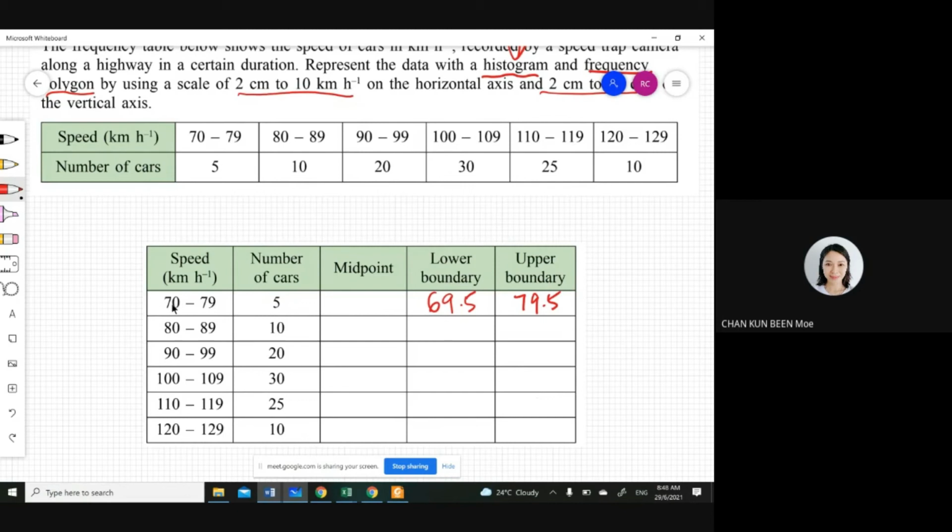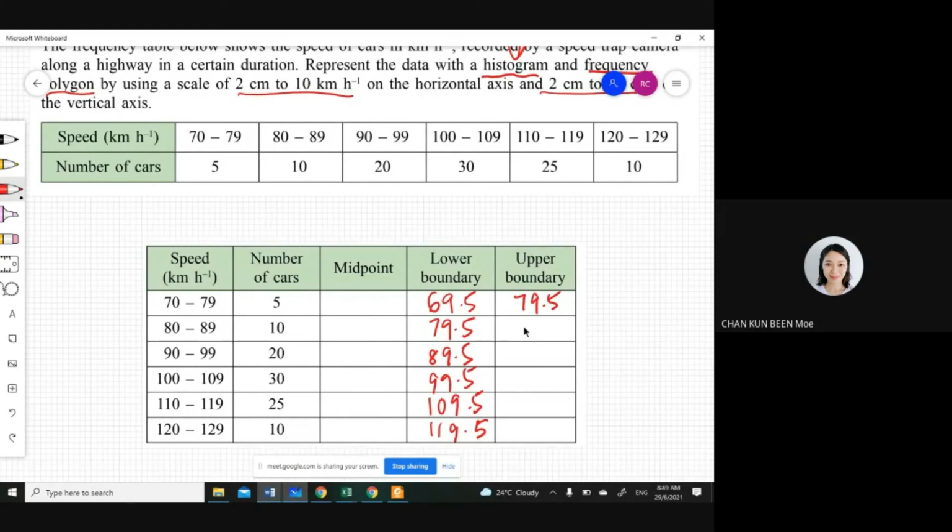So for the rest, we already can fill in. You can see the common thing over here means 0.5 before 70, 0.5 before 80 is 79.5. We continue, this is 89.5. What about the next one? 99.5. Yes, correct. Next one? 109.5. Correct. And then the next one? 119.5.